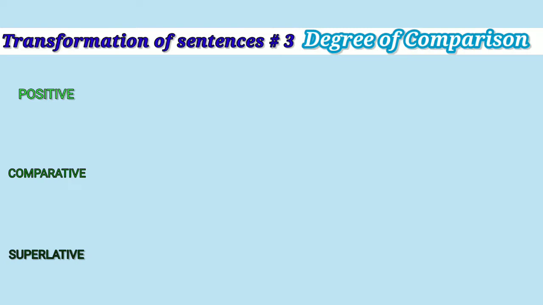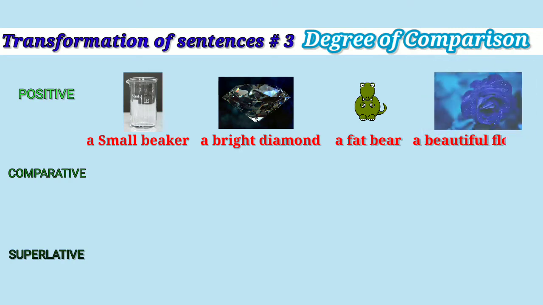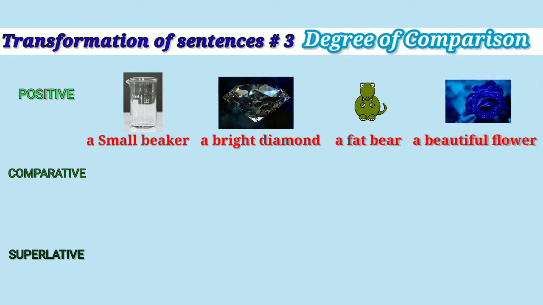Let us describe few objects by giving them suitable adjectives. A small beaker, a bright diamond, a fat bear, a beautiful flower. We have just described the objects here without comparing them. So, adjectives small, bright, fat, beautiful have positive degree.